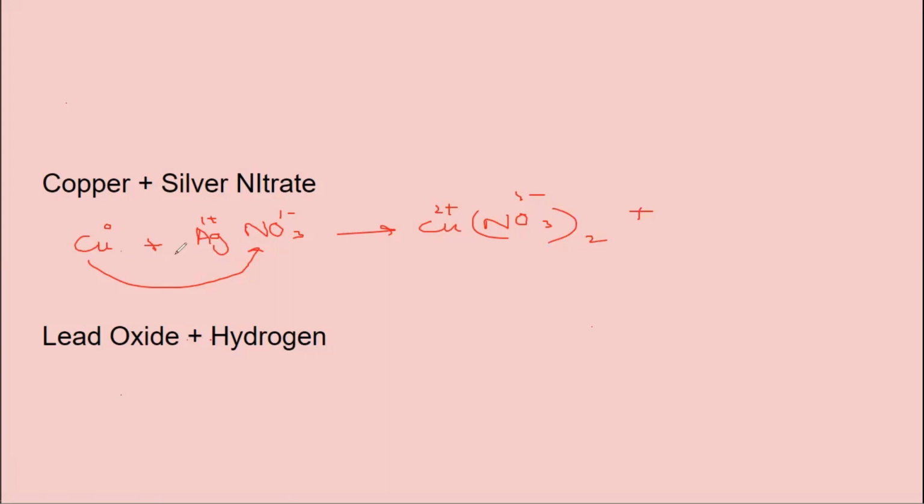There is nothing with which silver will react. So silver will remain alone in the form of a silver atom with a 0 charge. You are not going to write +1 here. Here it is +1 because it is reacting with nitrate, but here it is alone. So the valency will be 0. All right.